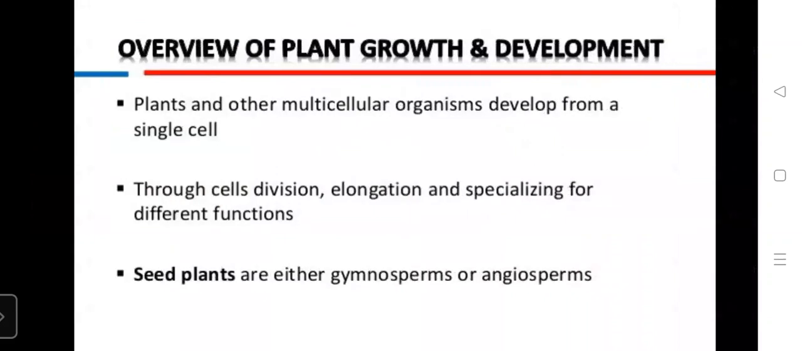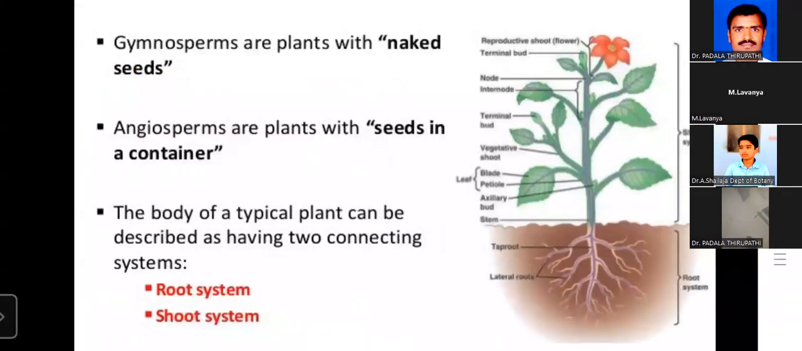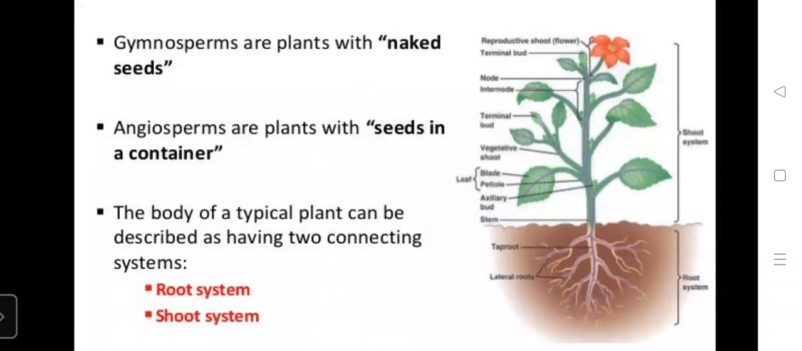Plants and other multicellular organisms develop from a single cell, through cell divisions, elongation, and specializing for different functions. Seed plants are either gymnosperms or angiosperms. See here, the gymnosperms are plants with naked seeds. Angiosperms are plants with seeds in a container. The body of a typical plant can be described as having two connecting systems, that is the root system and shoot system.